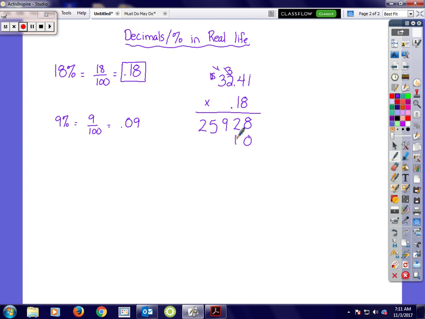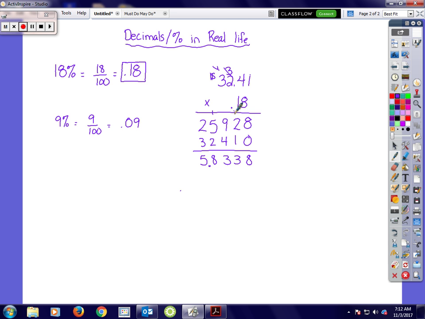1 times 1 is 1. 1 times 4 is 4. 1 times 2 is 2. 1 times 3 is 3. Let's add them up. 2, 3, 13. Carry my 1. 7, 8, 5. Move it over 4 places: 1, 2, 3, 4. So now you might be saying, whoa, that's not a number. There's more than 2 digits after my decimal place. And there is, because I had to move it over 4 places.